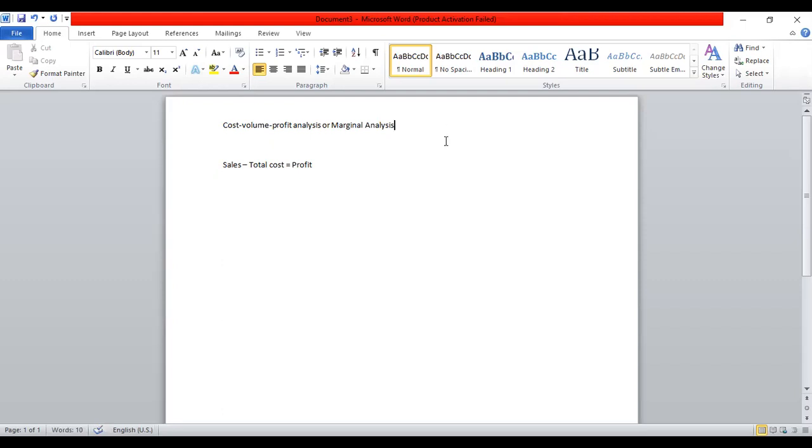Now, this analysis suggests that the cost should not always be looked at as total cost, but should be looked at as a variable component, the variable cost, and the fixed cost. Variable cost is a cost which varies proportionately with the output.